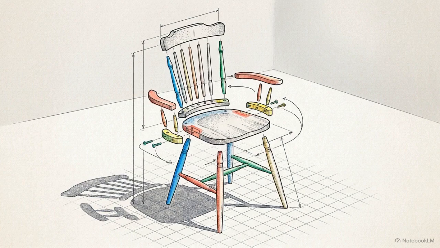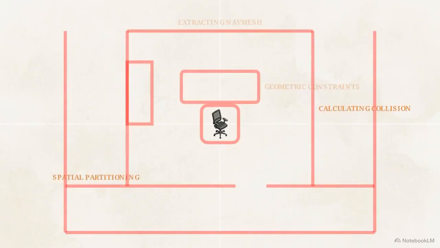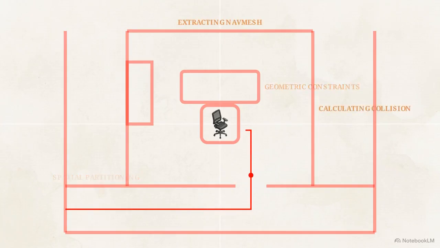Generating a highly detailed 3D chair is a solved problem. Generating the room it sits in, with the floor plan, the surrounding architecture, and the collision physics required to walk around that chair, is an entirely different class of computational challenge.